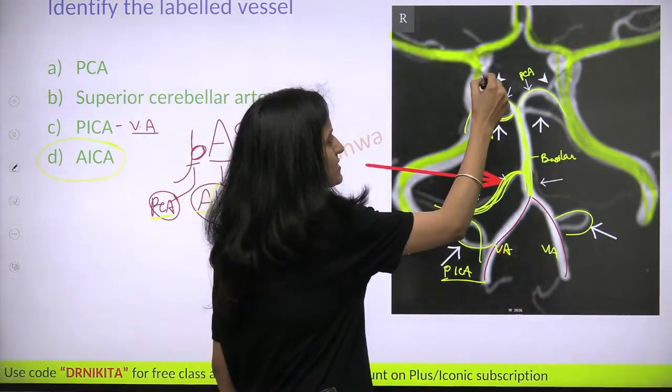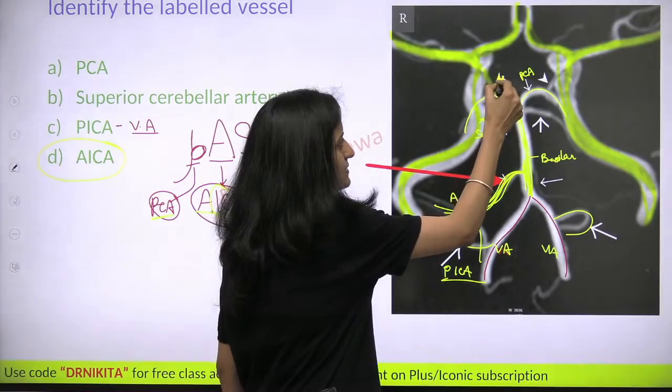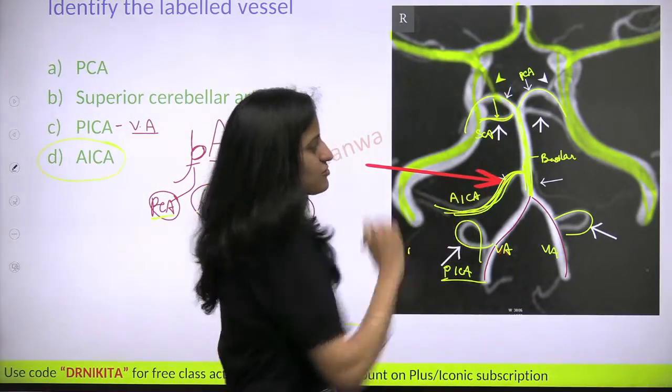Can someone tell me what is this artery here, shown by the arrowhead? What is this artery here?